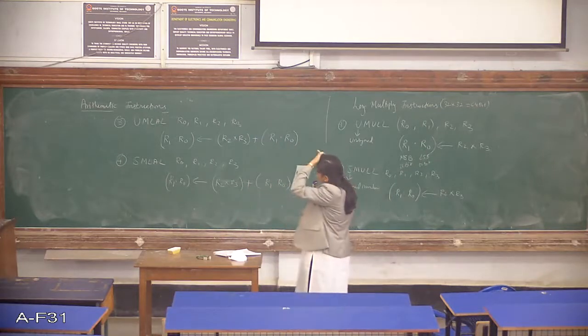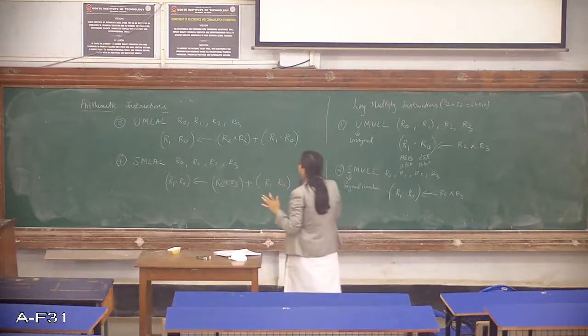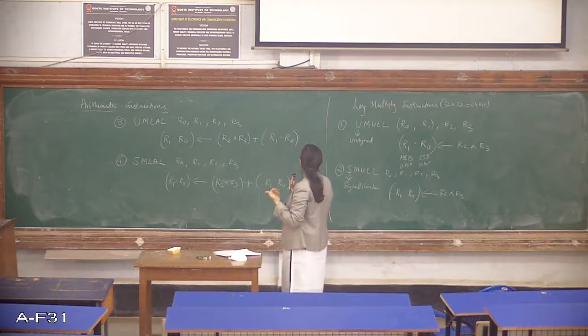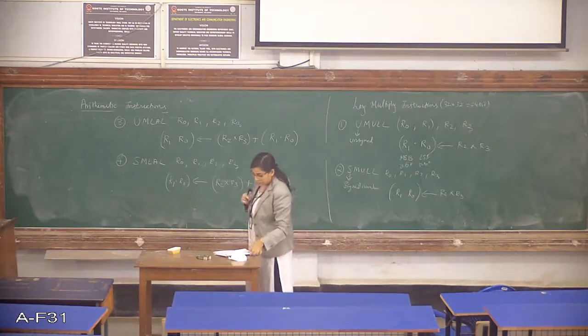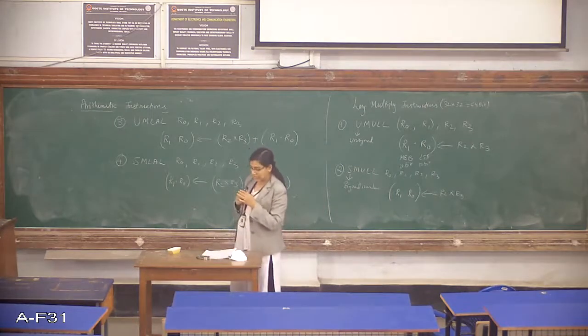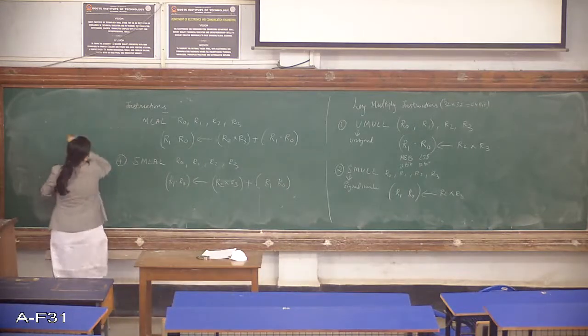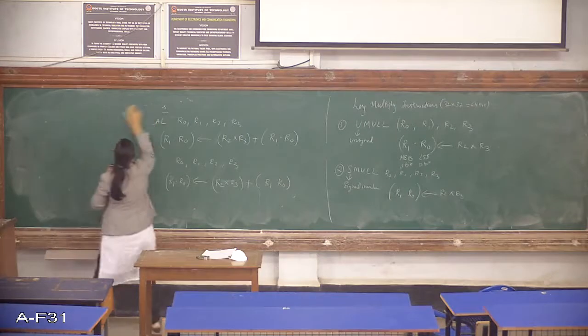So we have seen all the multiplication instructions, for a 32-bit result as well as for a 64-bit long multiplication result. This completes the arithmetic instructions. Now let us go with logical instructions.